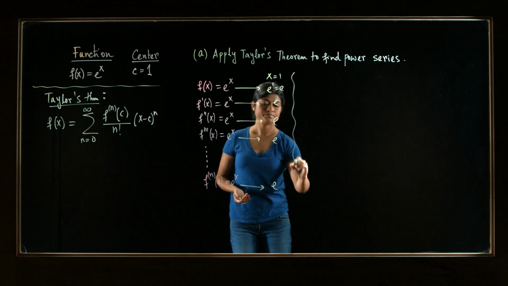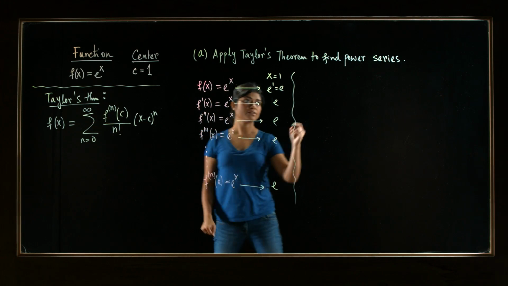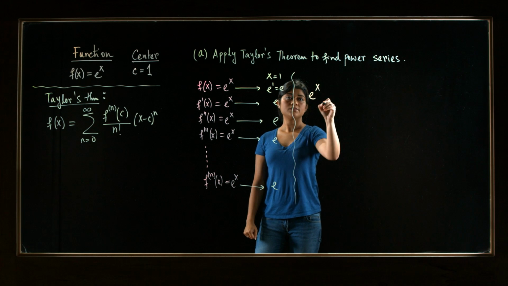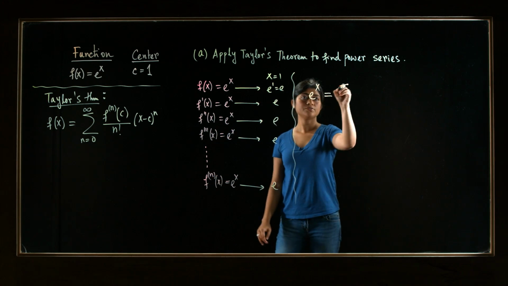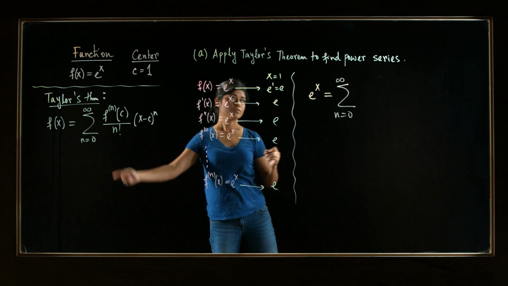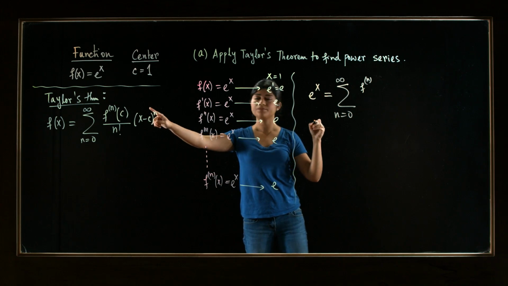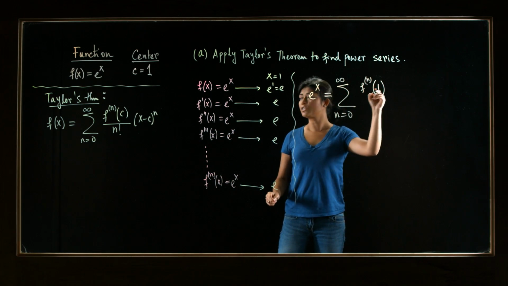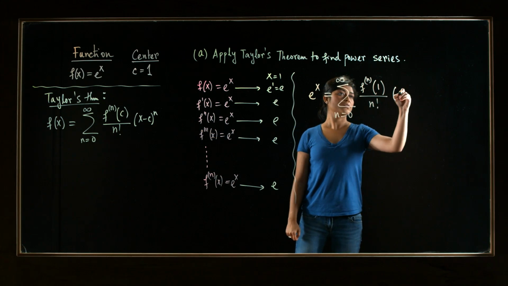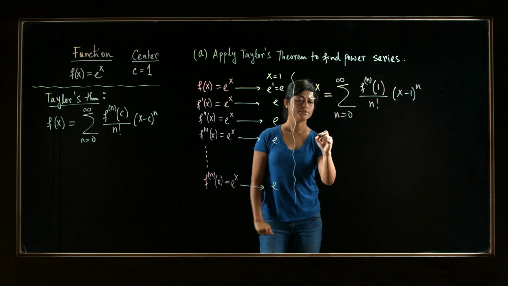Okay, now let's try to apply Taylor's theorem and write down the series. So e to the x is equal to the summation, n from 0 to infinity. Let me write down this expression one more time. It will be the nth derivative of the function at c equals 1, divided by n factorial, and then since c is 1, we get x minus 1 to the power n. Okay, so far so good.